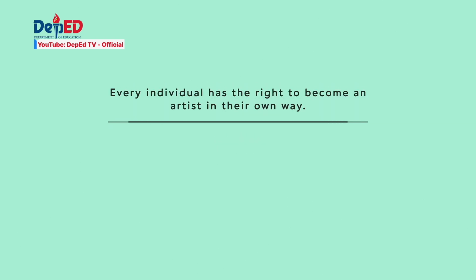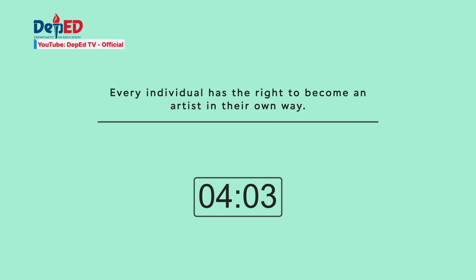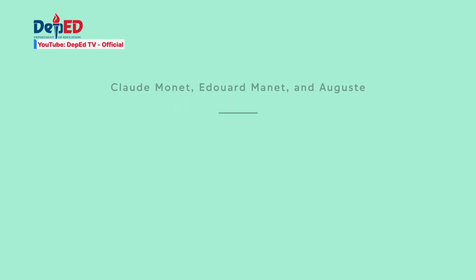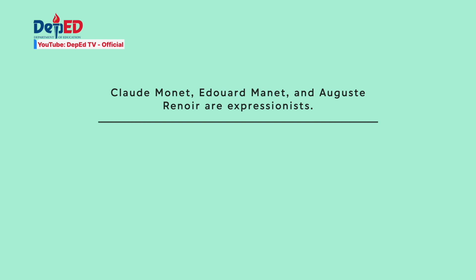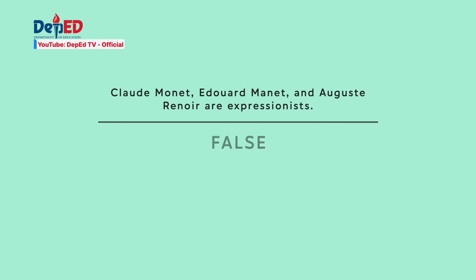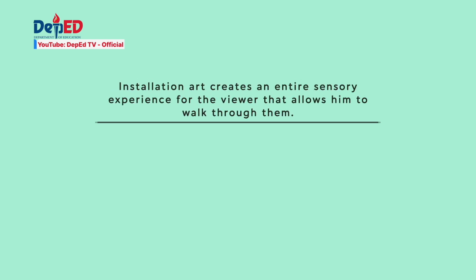Every individual has the right to become an artist in their own way. The answer is true. Claude Monet, Edouard Manet, and Auguste Renoir are expressionists. The correct answer is false. They are impressionists. Installation art creates an entire sensory experience for the viewer that allows him to walk through them.